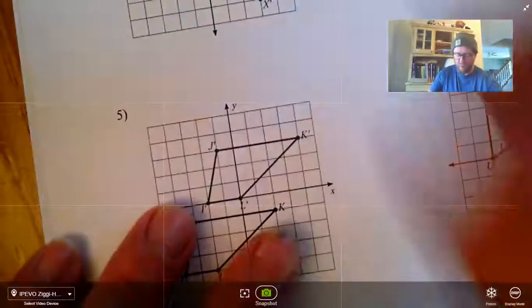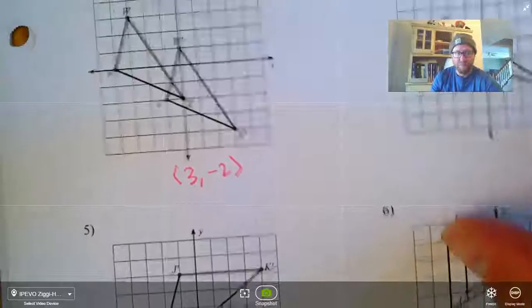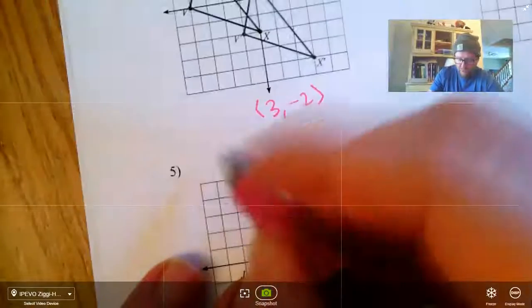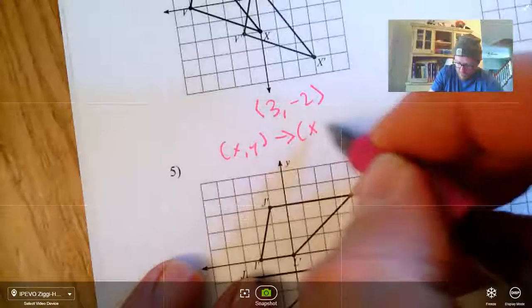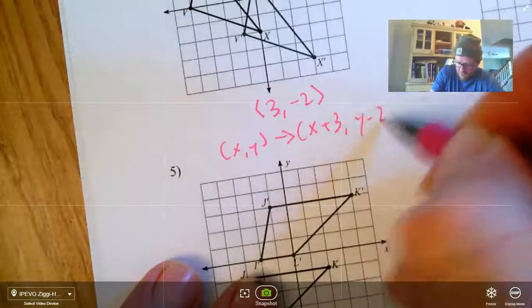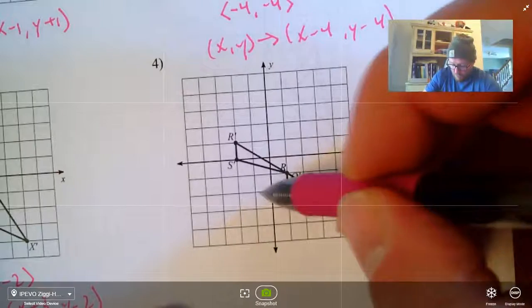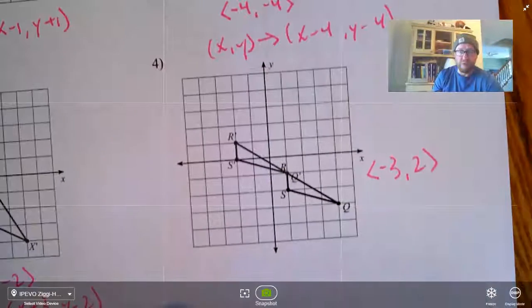All right, over here from W to W prime is forward 3, down 2. So that's 3, -2. Or I guess I could write XY gets mapped to X plus 3, Y minus 2. Over here, from S to S prime is back 1, 2, 3, and up 2. So it's -3, +2, or you could write that XY gets mapped to X minus 3, Y plus 2.